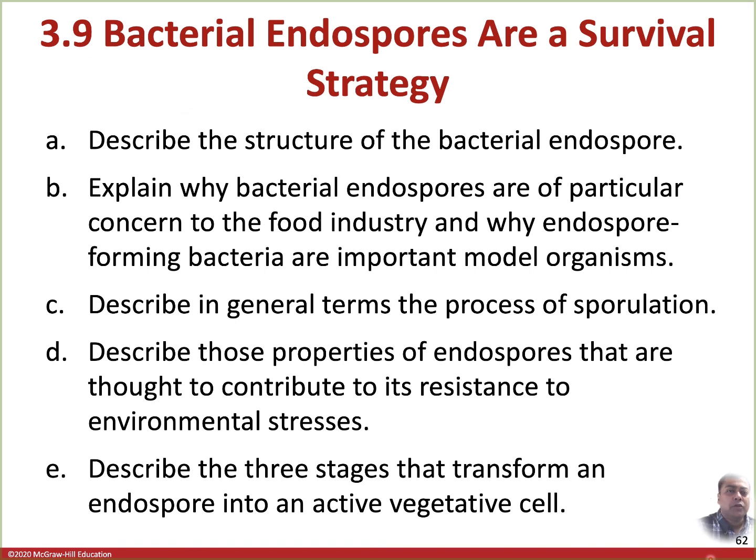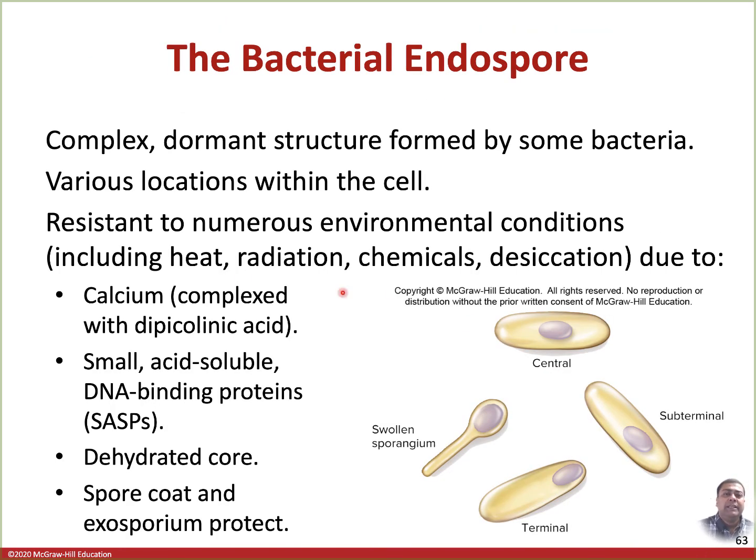The last part that we are going to talk about is the bacterial endospores. These are complex dormant structures formed by some bacteria. These are at various locations within the cell and resistant to numerous environmental conditions, including heat, radiation, and chemicals. You can see that it can form a central spore, subterminal, terminal, or a swollen sporangium, many different types. They are extremely resistant to environmental conditions, and these cannot even be destroyed by boiling heat. You need to autoclave the samples or the material to get rid of these endospores.